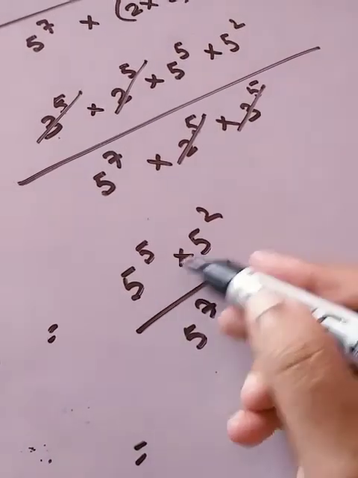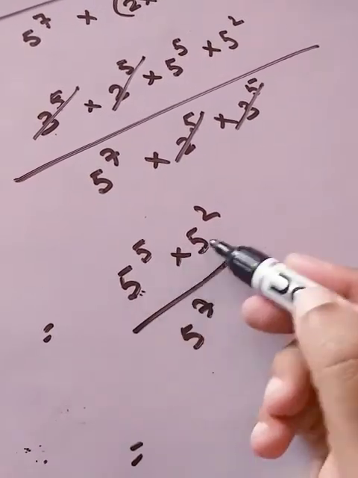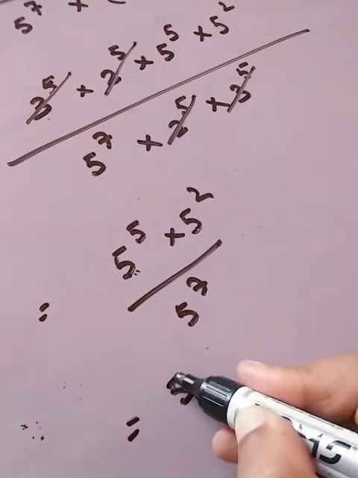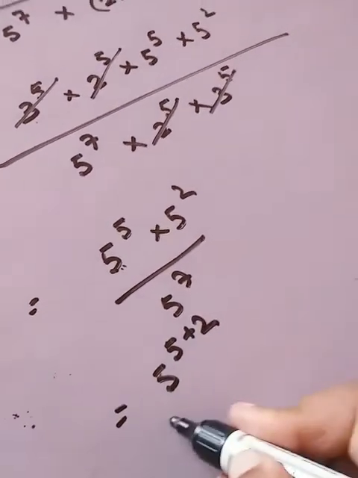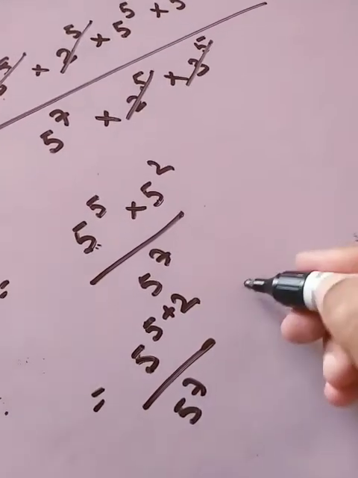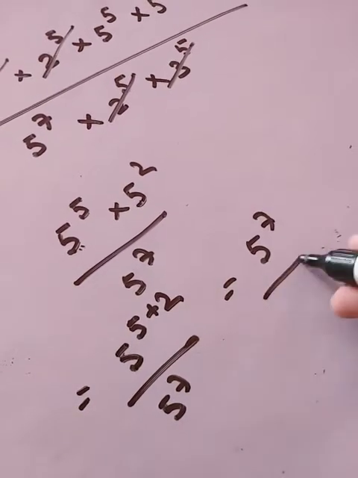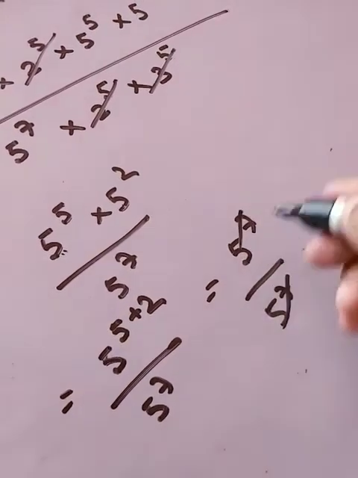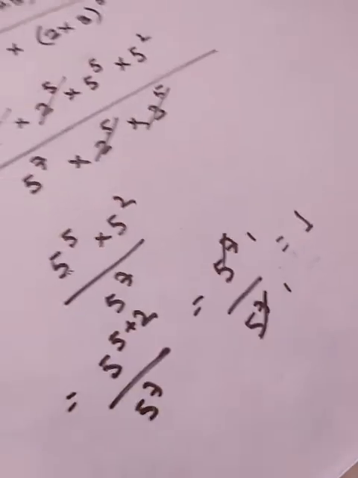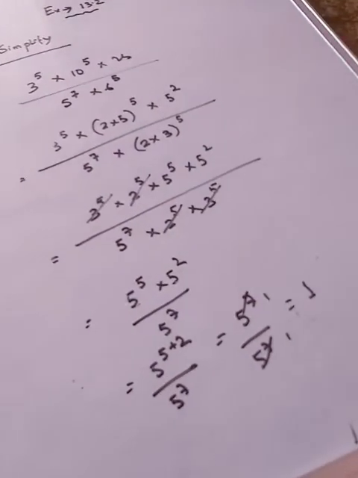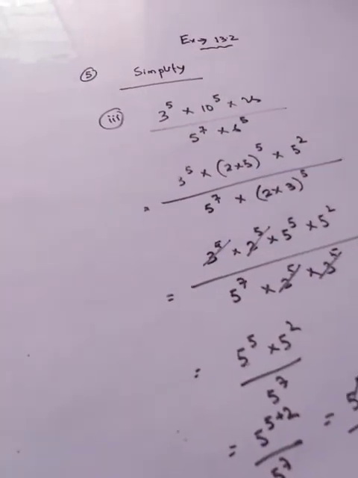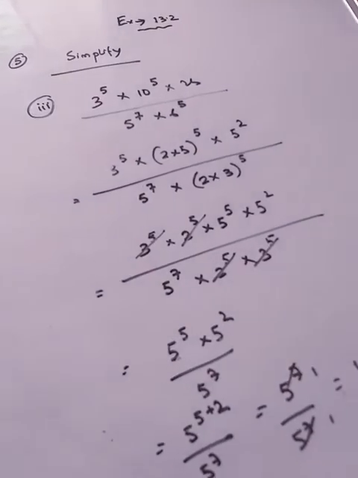First of all we'll solve this one, because they are carrying the same base and have a multiplication sign in between, so we have to add the powers. So it will be 5 to the power 7 upon 5 to the power 7. So we'll cancel it. So the answer is 1. So this is the solution of sum number 3 of question number 5 of exercise 13.2.